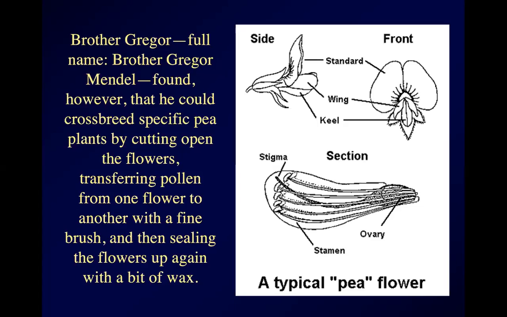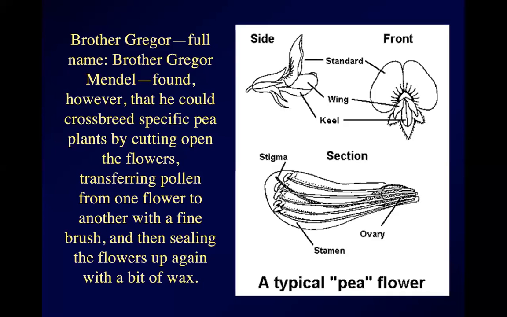All right. Normally, what would happen if you just grow peas and leave them alone, pollen from those stamens will just naturally fall on the stigma and the plant will fertilize itself. Mendel found that he could cut the flowers open with a razor blade, pick up pollen from one flower with a very fine brush, spread it on the stigma with that brush, and then seal the flowers up again with a bit of wax.